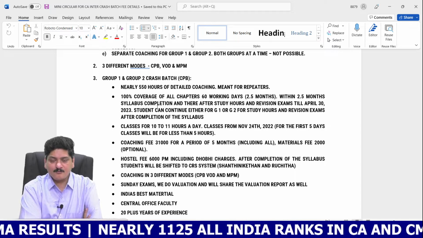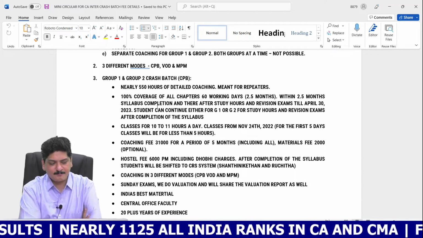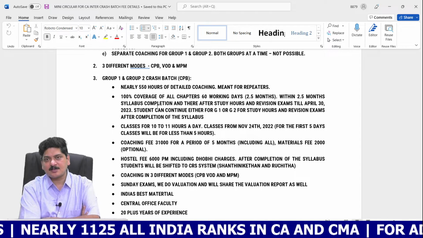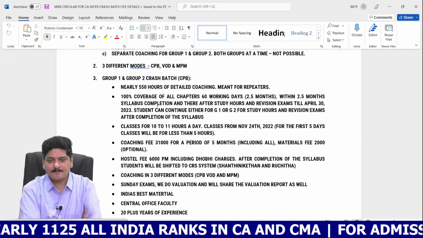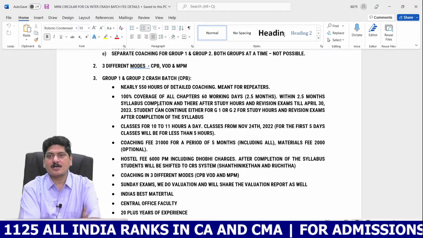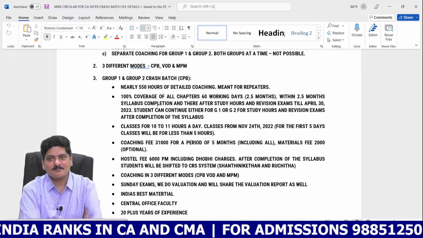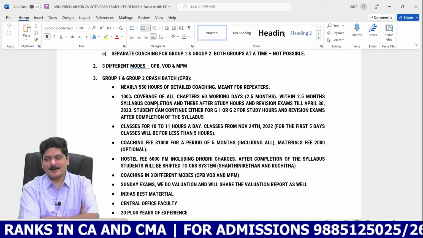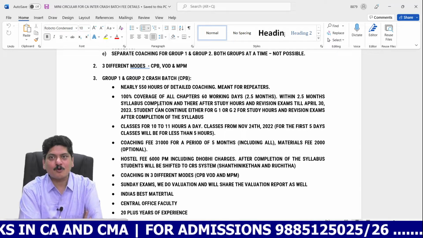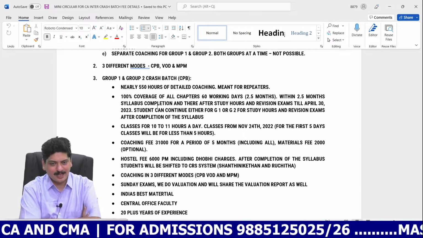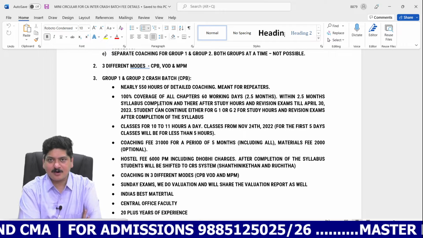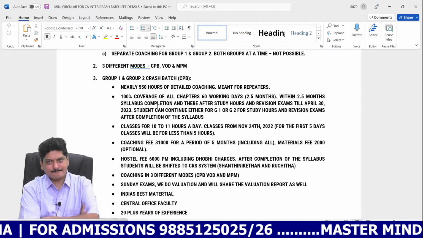And we have three modes of coaching. I repeat, we have three modes of coaching. The first one is CPB, the complete physical batch. Second one is VOD, video recorded lectures or video on demand batch. The third one is MPM, which is a super hit. MPM, monthly payment mode, otherwise like a subscription model. Now I'll cover the details of all these three modes.